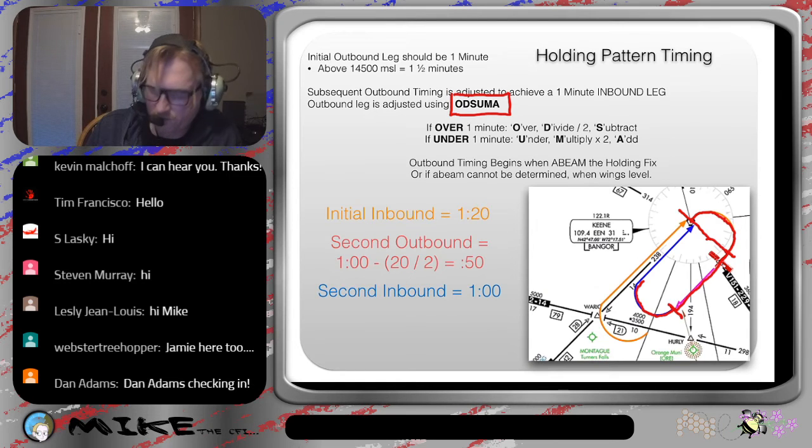Once we go wings level, here you just want to be as consistent as possible, you want to time how long it takes to get back to the station. So in this example, let's say it only took 50 seconds to get back. Well, we want that to be a minute. And you would think that I could just add 10 seconds to the other side, but unfortunately it doesn't work that way because we have to account for wind drift that happens while we're making that turn.